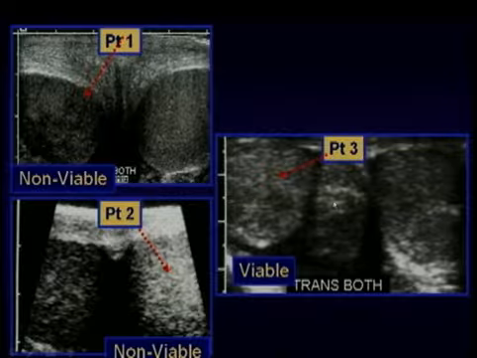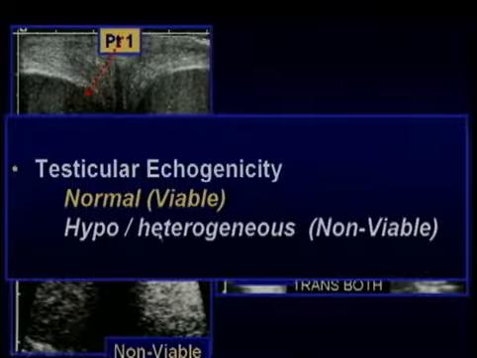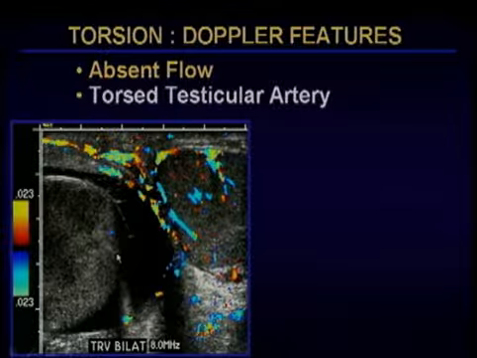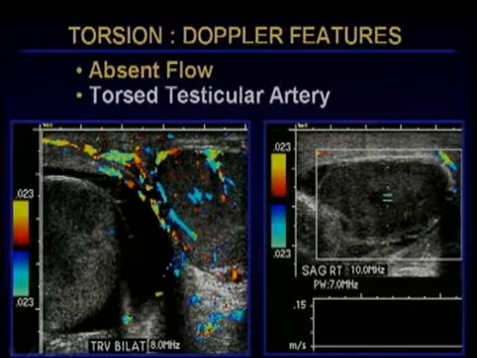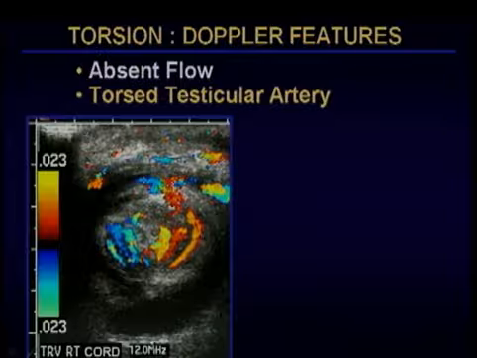Well, how am I supposed to tell you that was viable? How would I know? I can't tell on grayscale because it's similar to the opposite side. Obviously, the answer is with torsion, you want to look at the blood flow. If the testicle especially has normal echogenicity, there's a good chance there may be a viable testis. Here there's a heterogeneous testis. On the symptomatic side, there's no blood flow. Not surprisingly, that's non-viable.